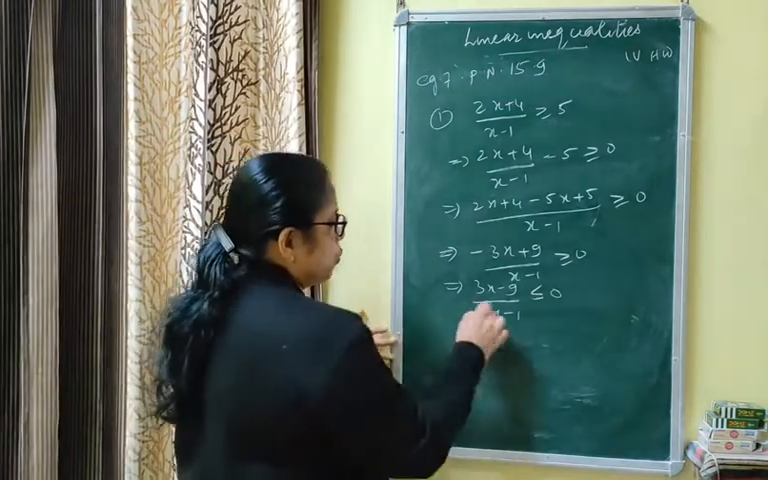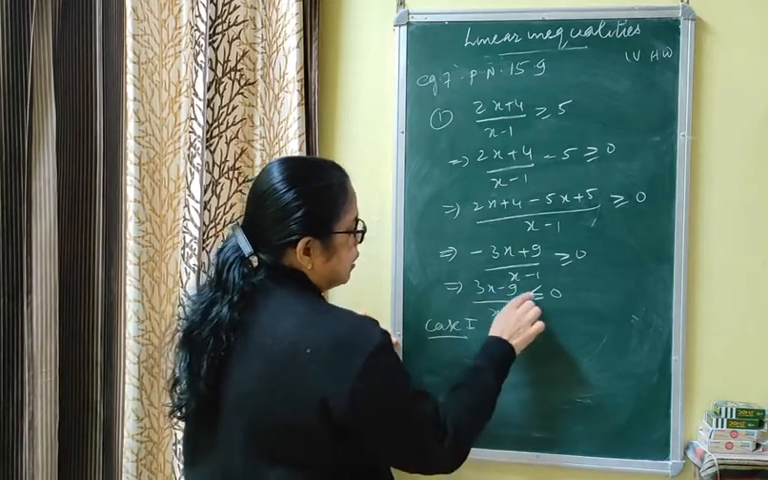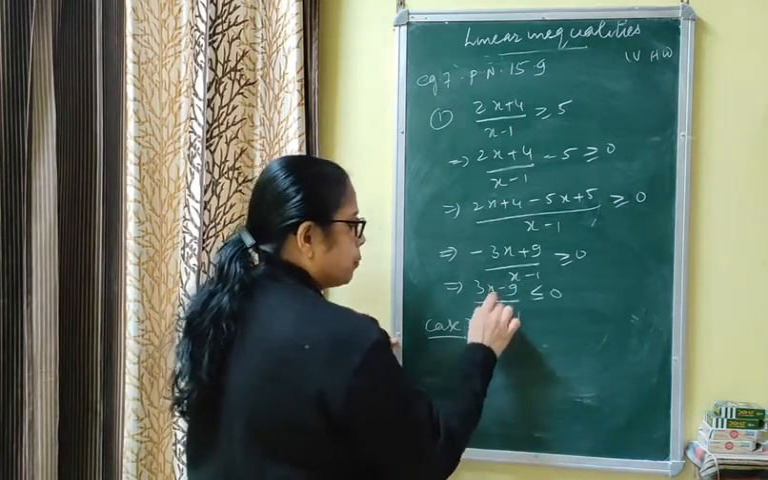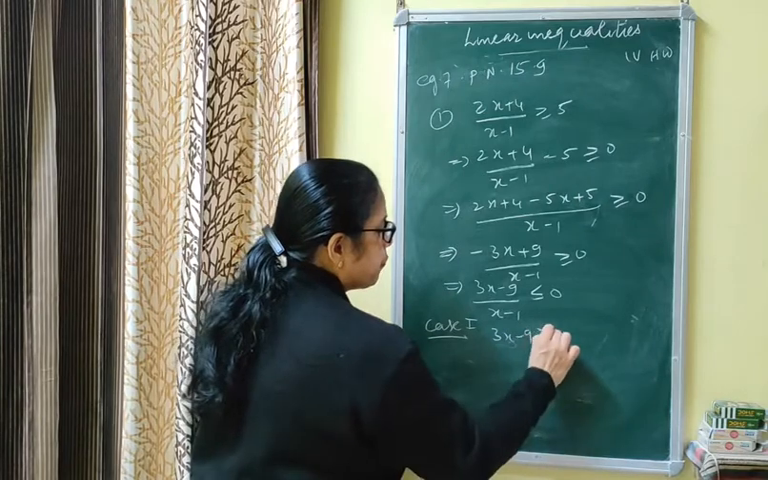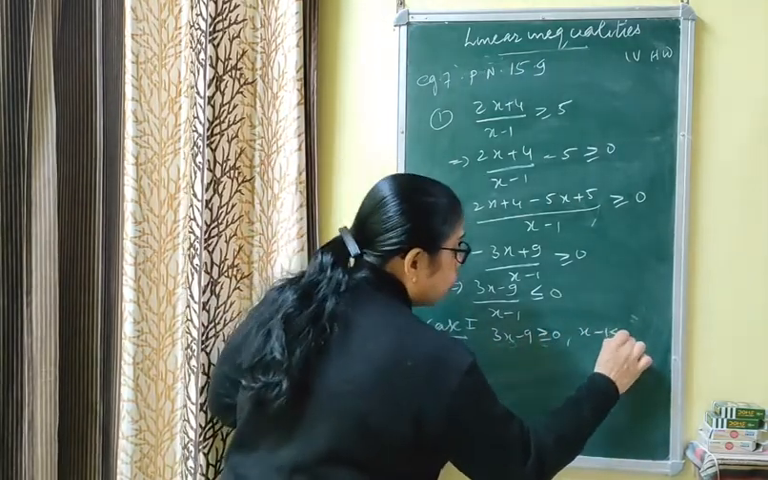Now what you have to do? You have to take the cases. Case 1: both are less than 0, meaning either the numerator is positive and the denominator negative, and don't write equal to for the denominator.